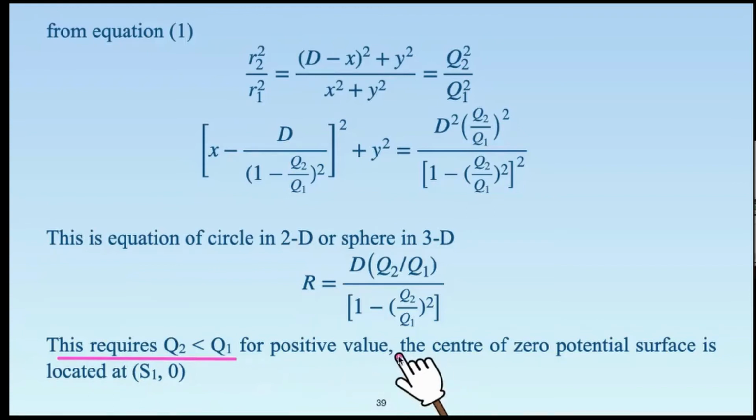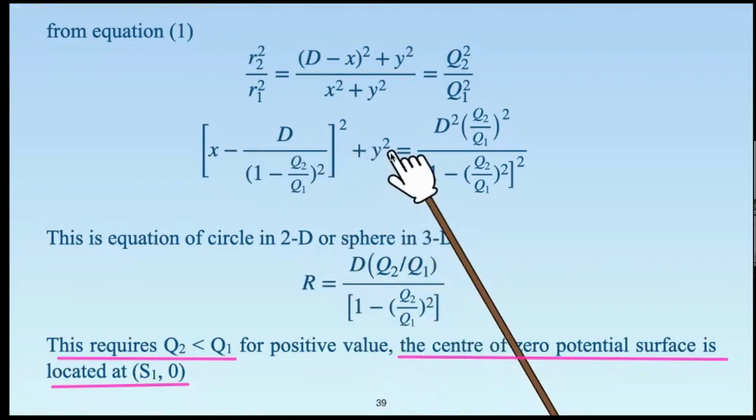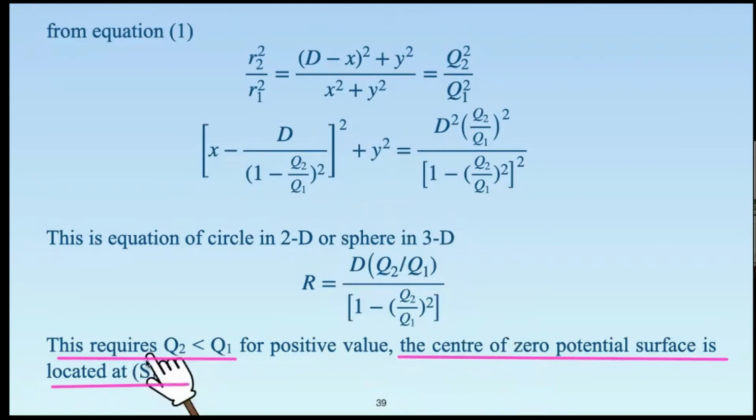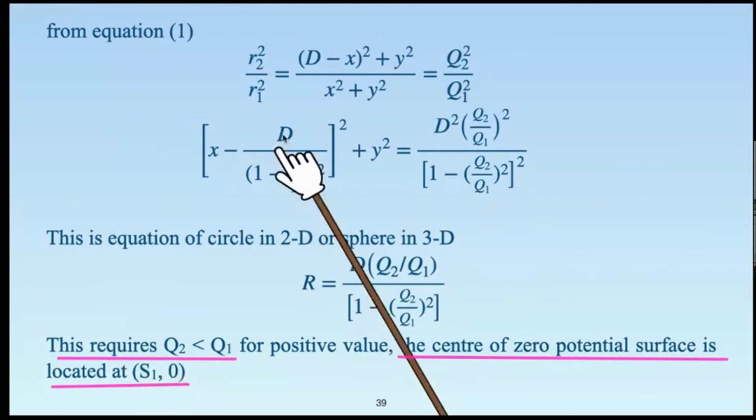The center of the zero potential surface is located at point S1 comma 0. You can see x minus a square plus y minus b square. There is no term here with the y, so that will be 0. So the center of the sphere or center of the circle where we want to find the zero potential surface will be located at this: (x minus s1) square plus (y minus 0) square is equal to r square. So the center is S1 comma 0. We are defining S1; this S1 will be this particular term.